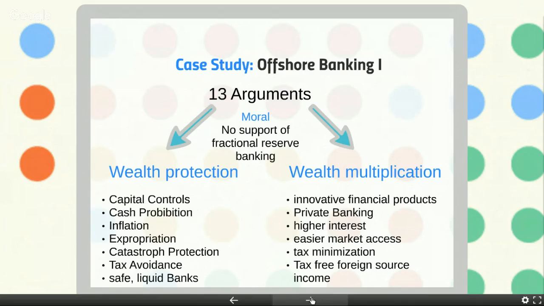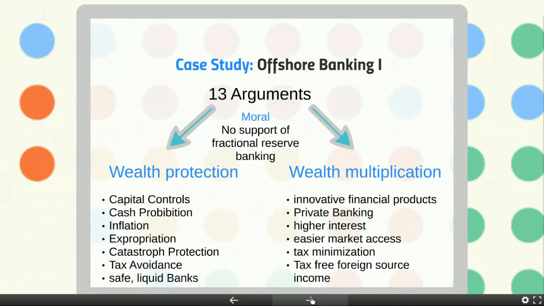You might even avoid tax, legally of course. You might just pay no capital gains taxes on your account. And of course, the banks themselves are an argument as well. They might be much safer, much more liquid banks than you have in your home countries, where banks are probably failing.